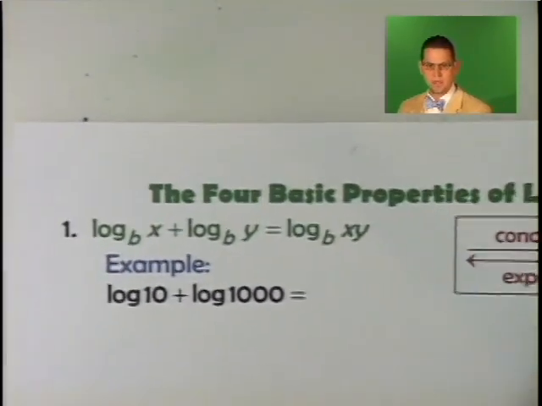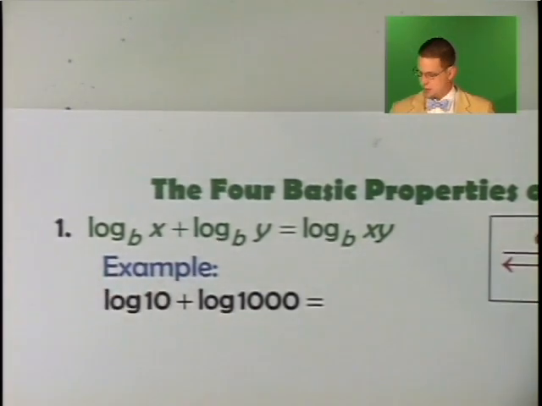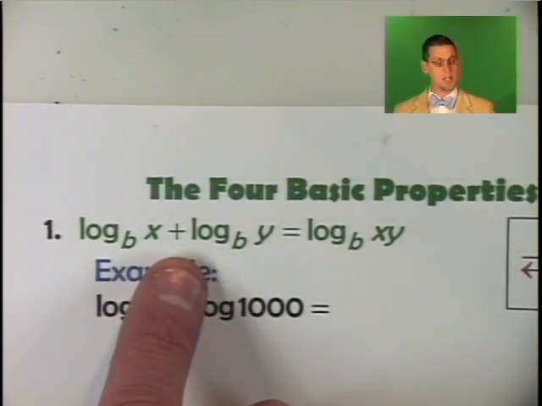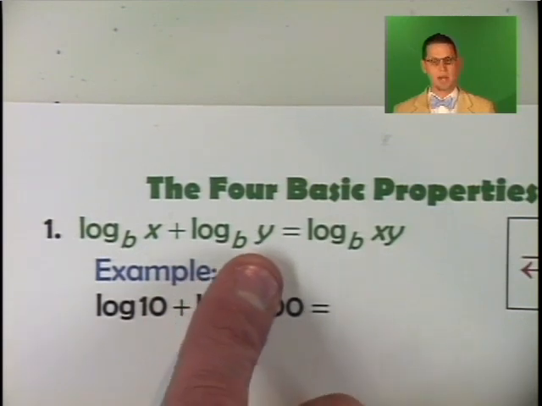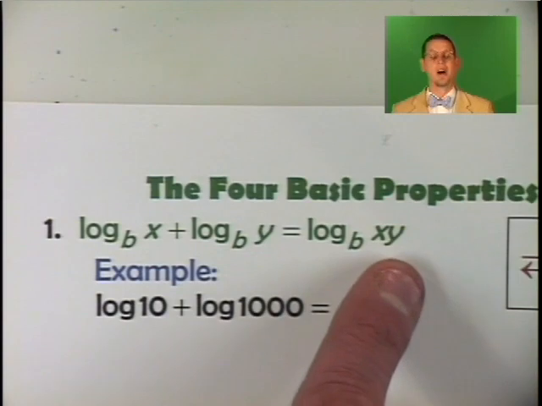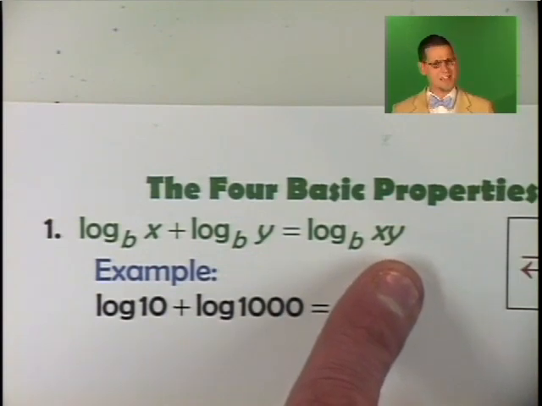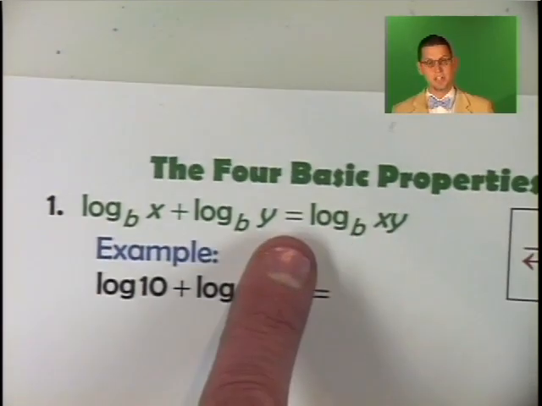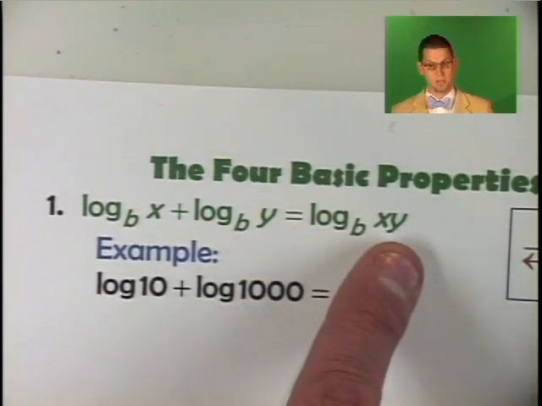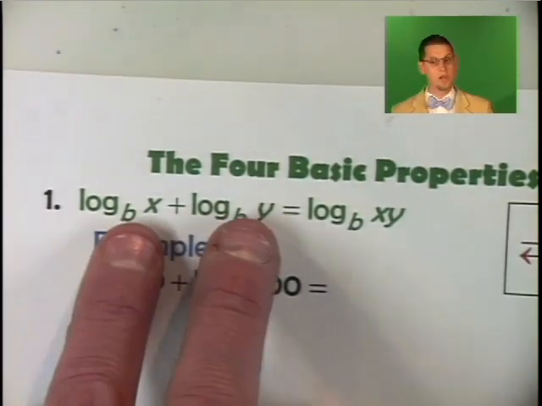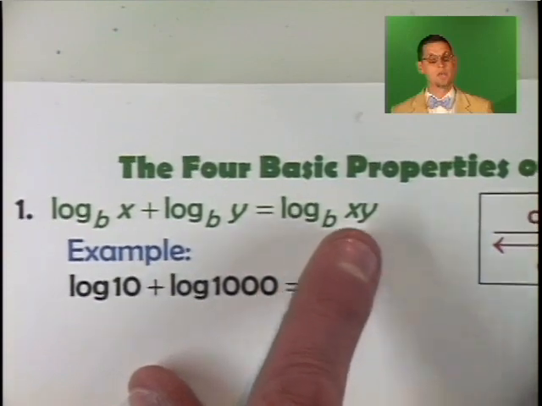Here it is. It says log any base of x plus log of the same base of y is equal to the log of the same base of the product xy. Ooh, marvel at it. What does that mean? That means the sum of two logs is equal to the log of the product. Let me say that again. The sum of the logs is equal to the log of the products.